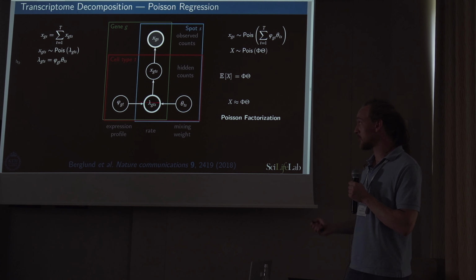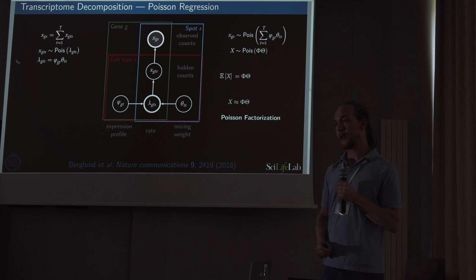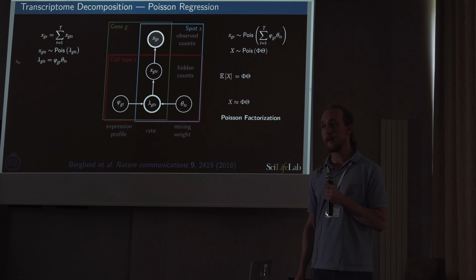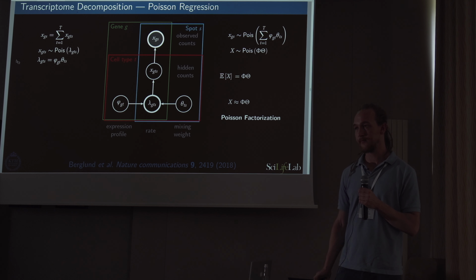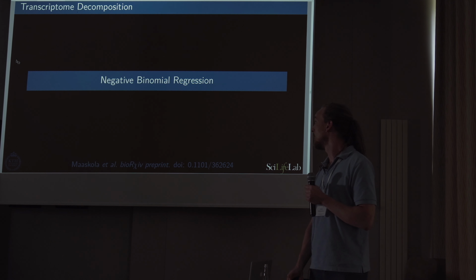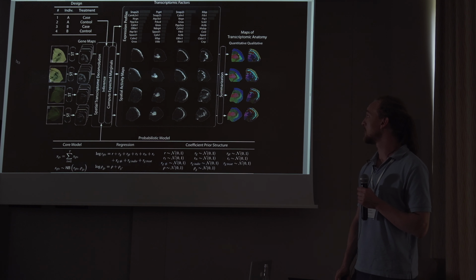So this model enjoys conjugacy. So we can do Gibbs sampling, actually. That is quite convenient. In the model that I will talk about next, we unfortunately have to rely on optimization, which means it's a little more brittle in its inference. Yeah, and now I would like to extend this to negative binomial regression.